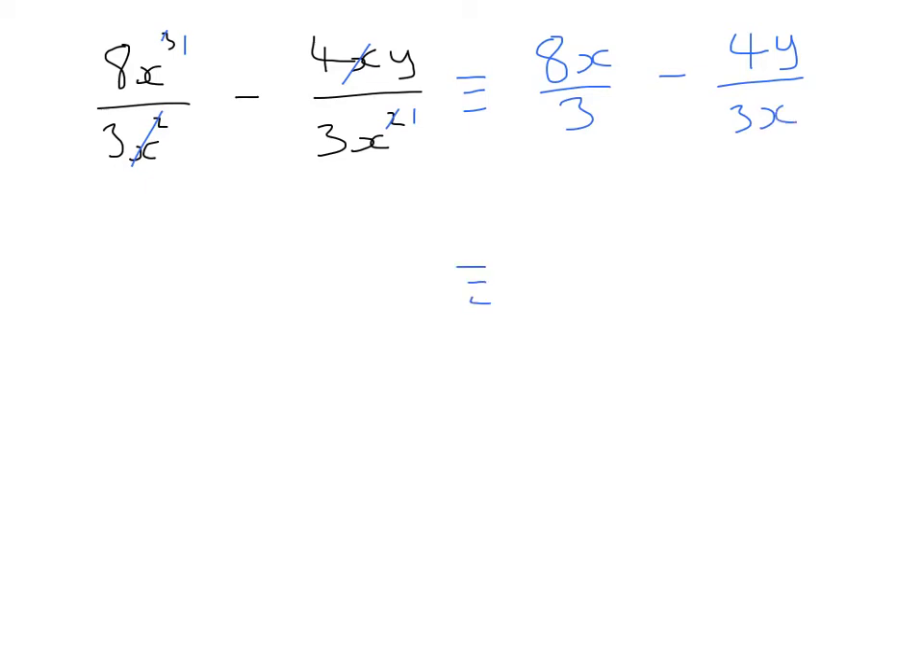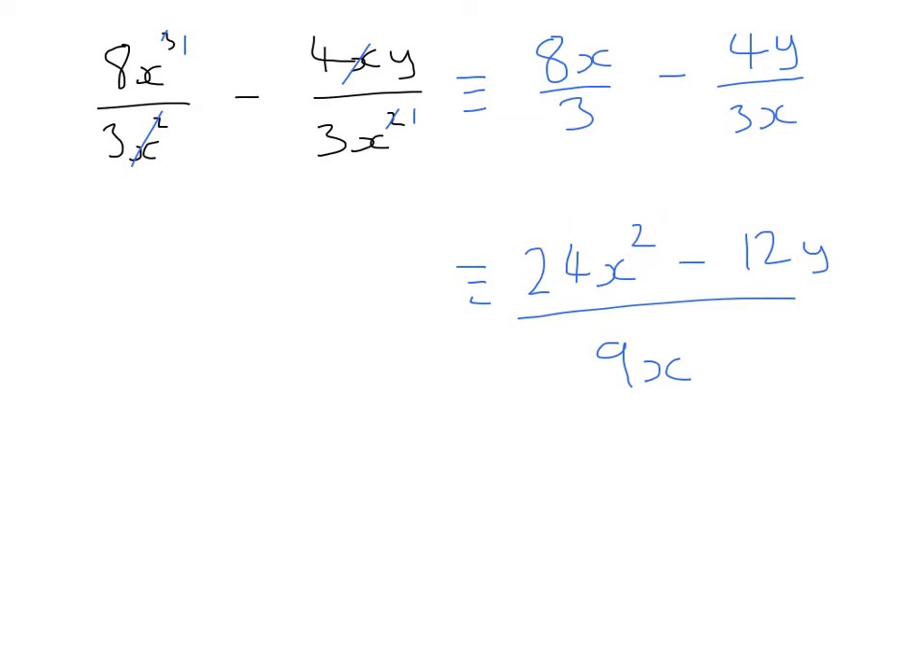Now we need to multiply the denominators together, so we get 9x, and then cross-multiply. 8x multiplied by 3x is going to be 24x squared, and then 3 multiplied by 4y is going to give us 12y. And we're remembering this time that we're taking away.